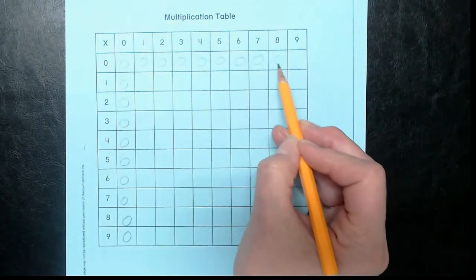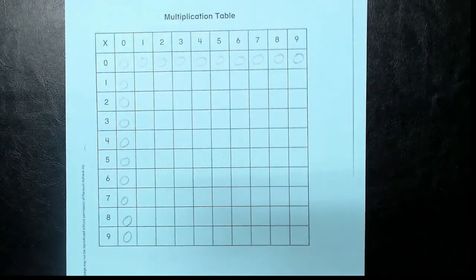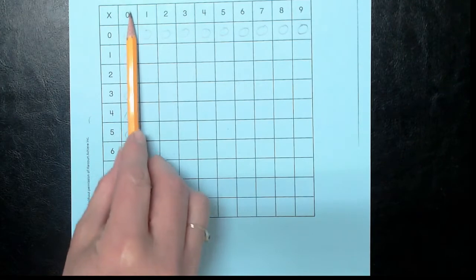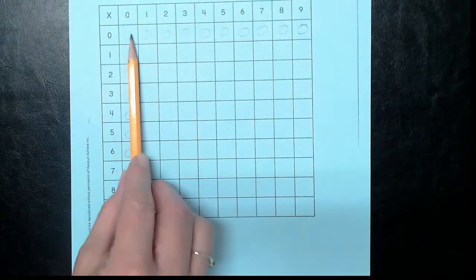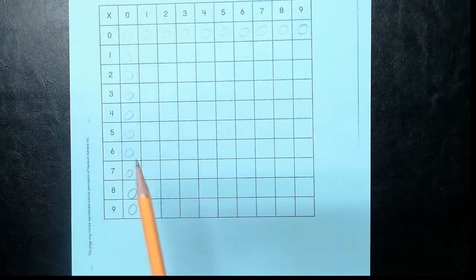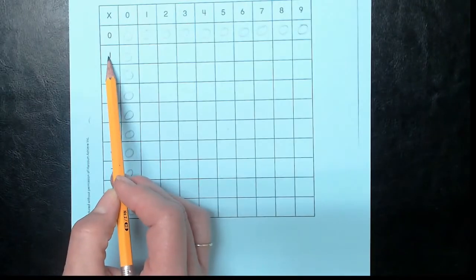0 times 8 is 0. And 0 times 9 is 0. All right, so you notice that it's where those two numbers meet, that's where you put your answer on a multiplication table.